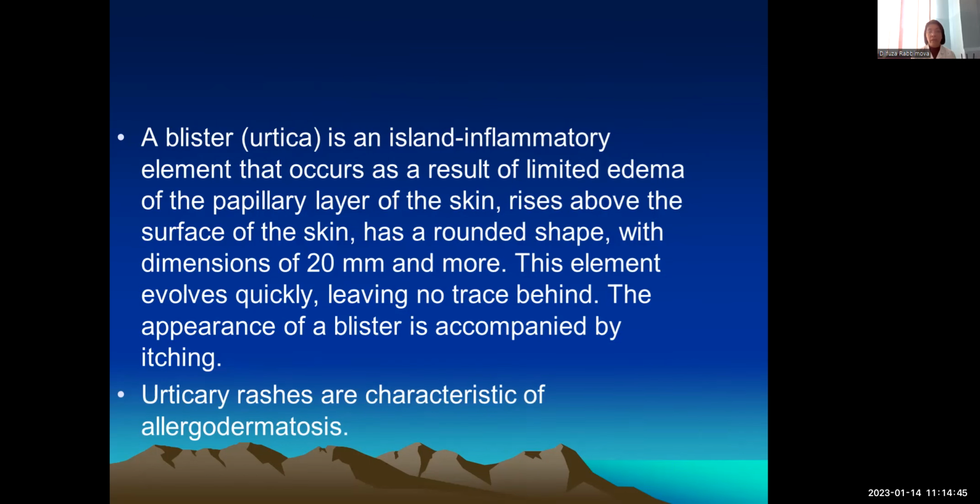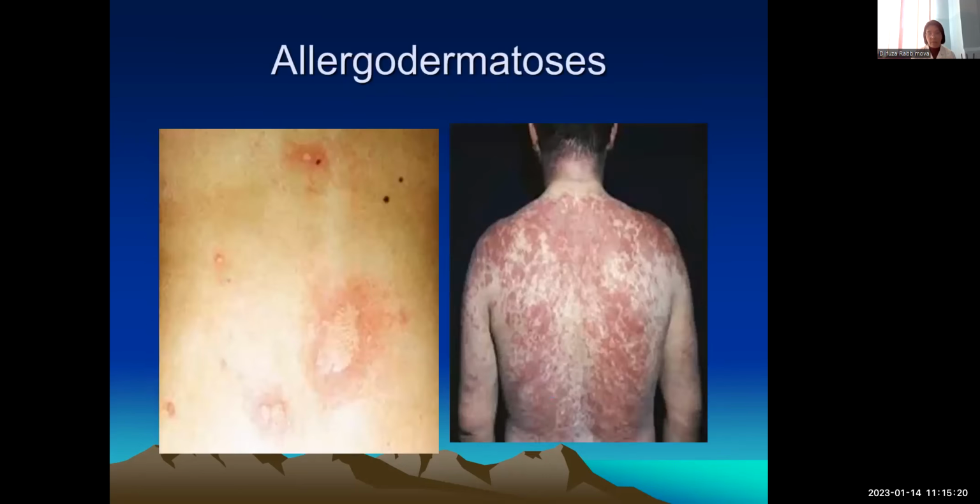Blister, urtica, is a cavity-free inflammatory element that occurs as a result of limited edema of the papillary layer of the skin, rises above the surface of the skin, has a rounded shape with dimensions of 20 millimeters and more. This element involutes quickly, leaving no trace behind. The appearance of a blister is accompanied by itching. Urticarial rashes are characteristic of allergic dermatosis.